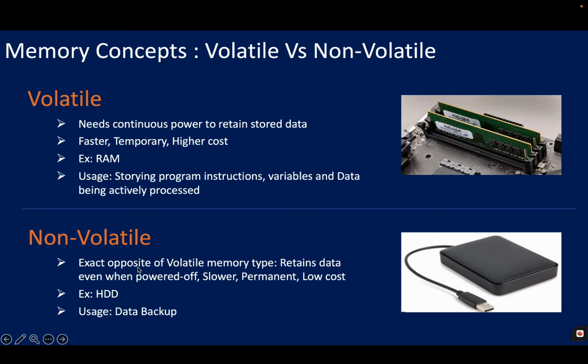The exact opposite is non-volatile memory. It retains data even when powered off. This memory is slower compared with volatile memory. This is used for permanent storage, at a lower cost compared with volatile memory. Example, hard disk drive is a non-volatile memory. This memory is used normally for data backup.